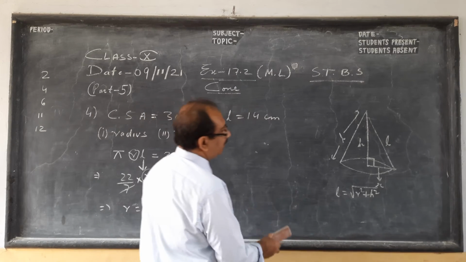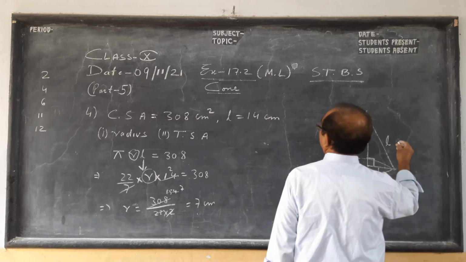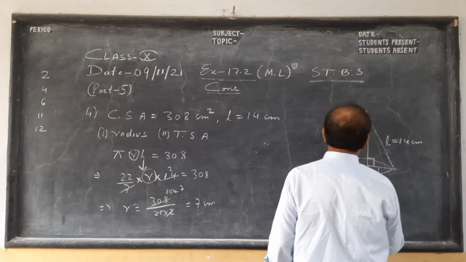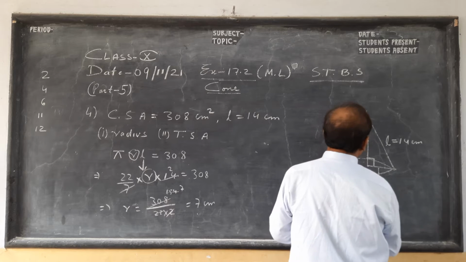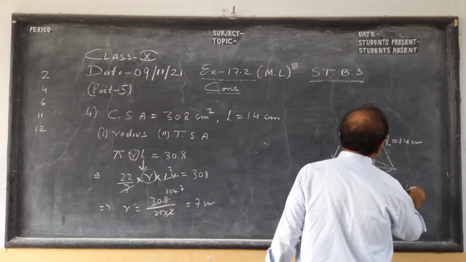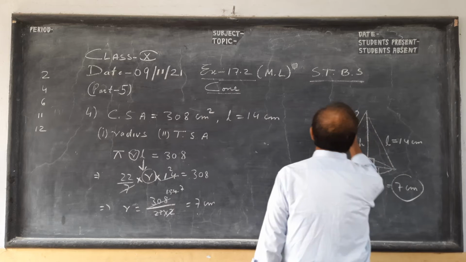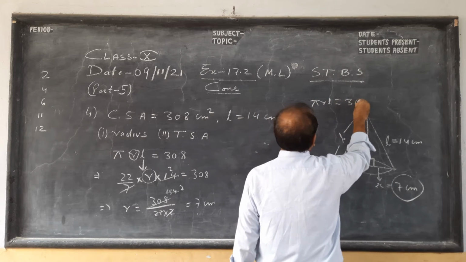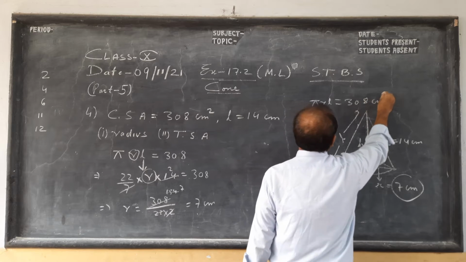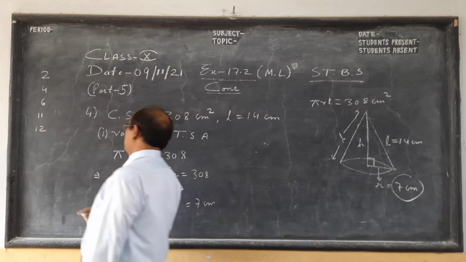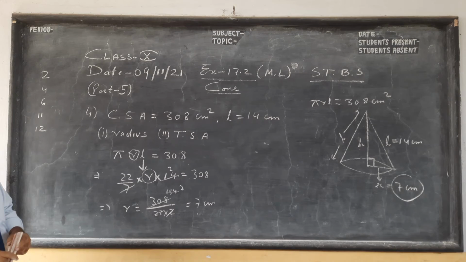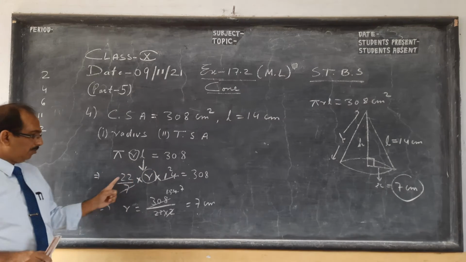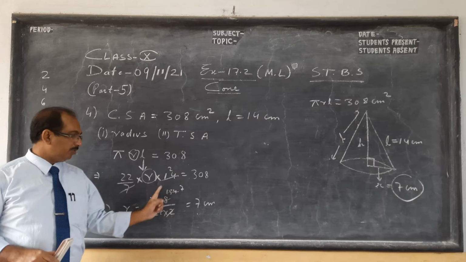So what was given in this question, children? Slant height is 14 centimeter and we have to find the radius, which I got as 7 centimeter, and pi r l was given. Curved surface area was 308 centimeter square. Now the first part I got: as per the question, pi r l is 308, we put pi's value, L's value, and we get R.